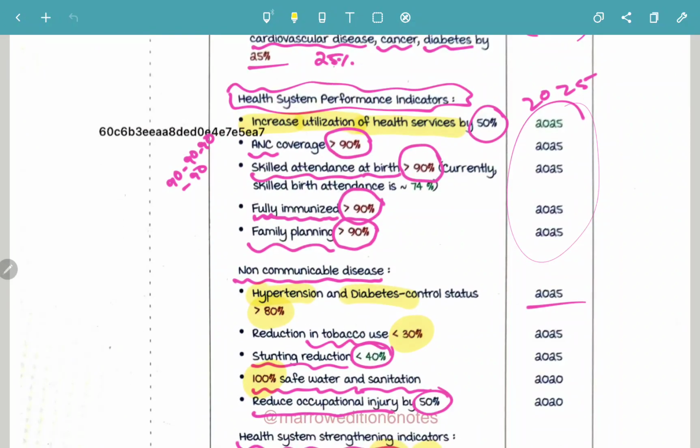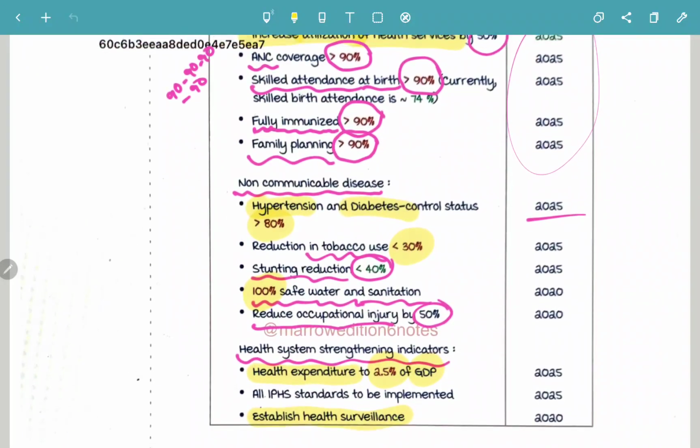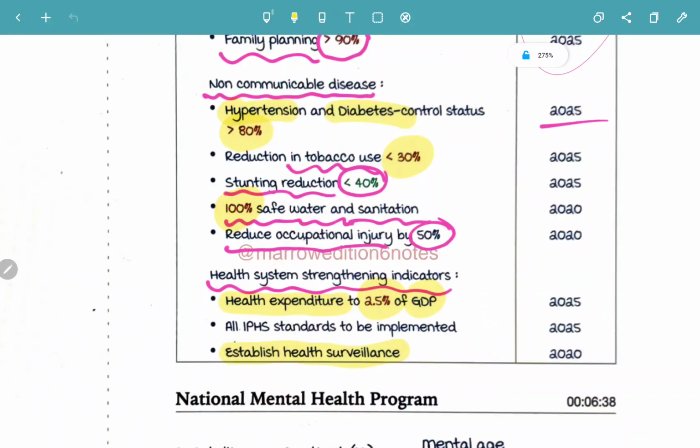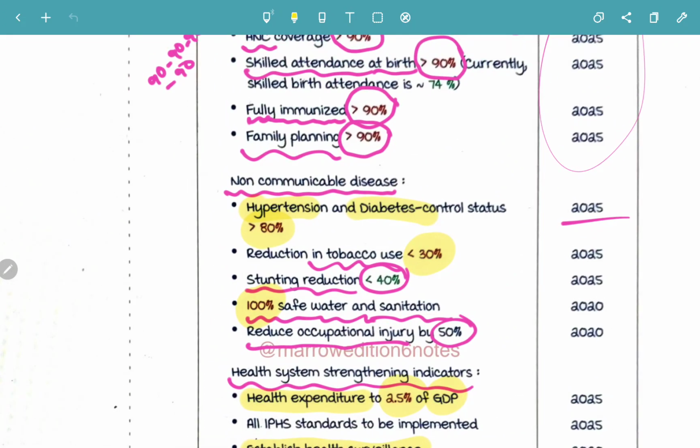Then we saw certain health system performance indicators like increase in utilization of health service, skilled attendance at birth, fully immunized, ANC coverage, family planning. Under non-communicable disease, we saw hypertension and diabetes control status by more than 80%, reduction in tobacco use less than 30%, stunting reduction less than 40%, 100% safe water sanitation, reduce occupational injury by 50%, and health system strengthening indicators like health expenditure should be at least 2.5% of GDP, and to establish health surveillance. These are all the targets of national health policy.